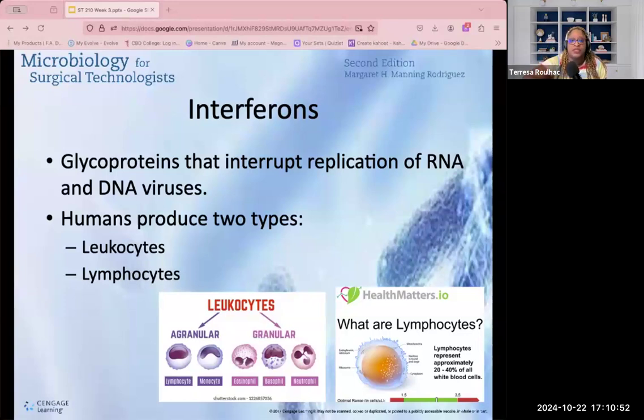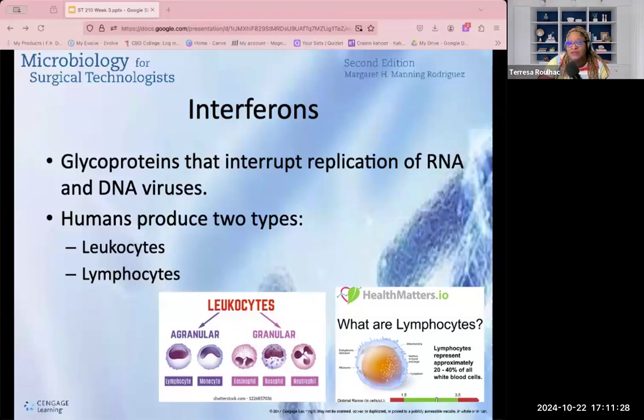We have two types. We have leukocytes, which produce one type of interferon, and leukocytes are white blood cells that help fight these infections. We also have lymphocytes. Lymphocytes produce another type of interferon. Lymphocytes are specific groups of white blood cells involved in the immune response. You have lymph nodes all over your body, okay? But if you take a deeper microbiology course, you'd start talking about T cells and B cells. All right.